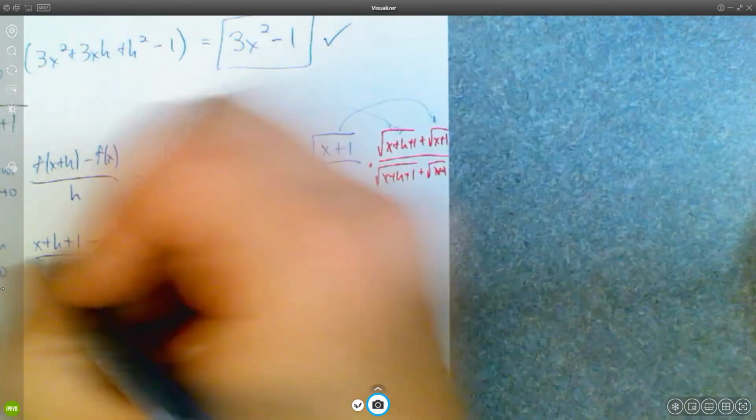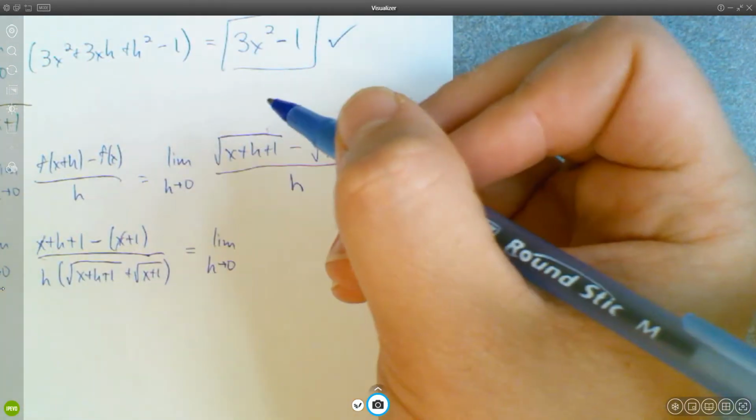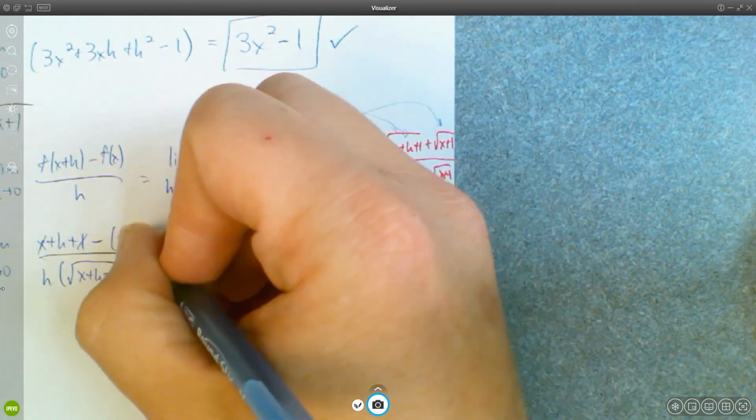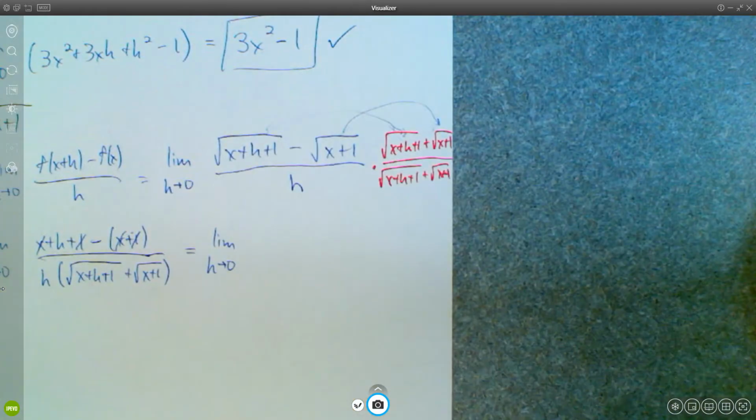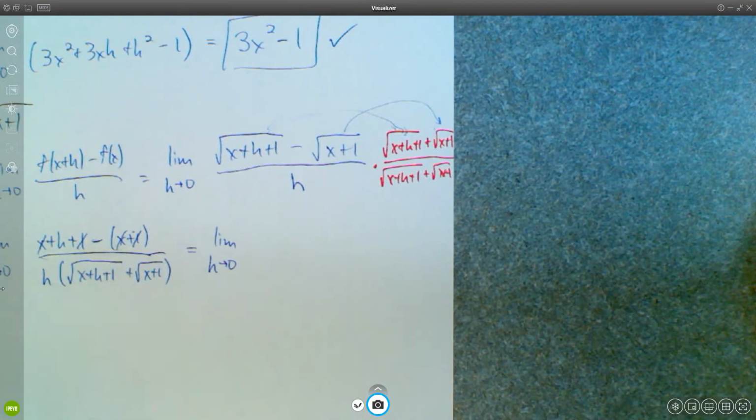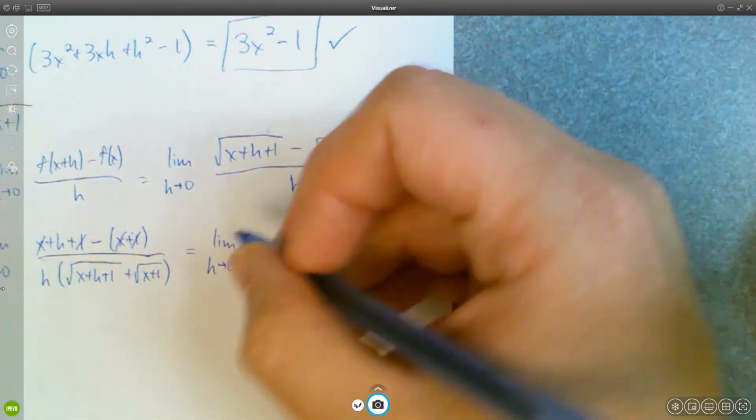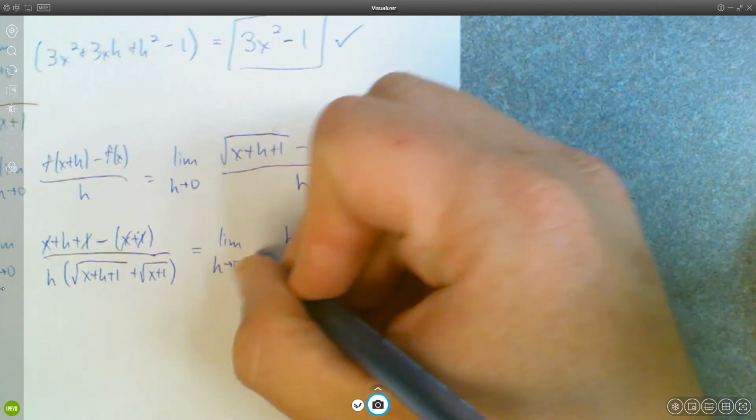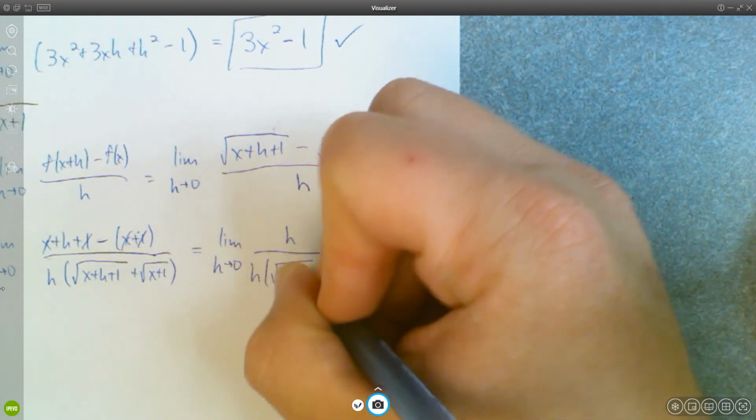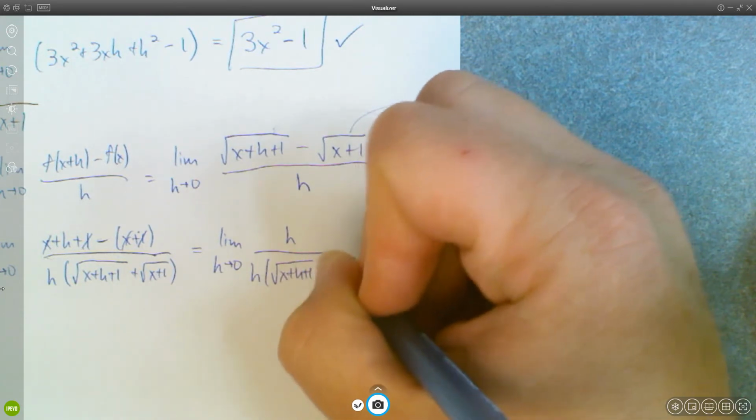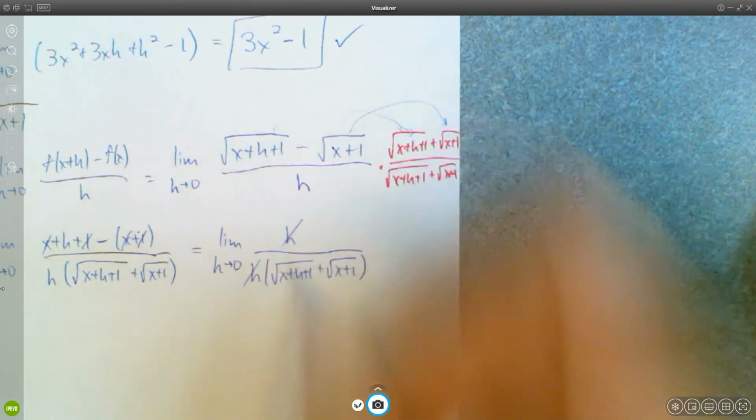Okay, so let's see. That x is going to cancel that. That 1 is going to cancel that 1, right? Because it's positive 1 minus 1. So I think what I'm left with is h over h times blah, right? Now the h's will cancel.